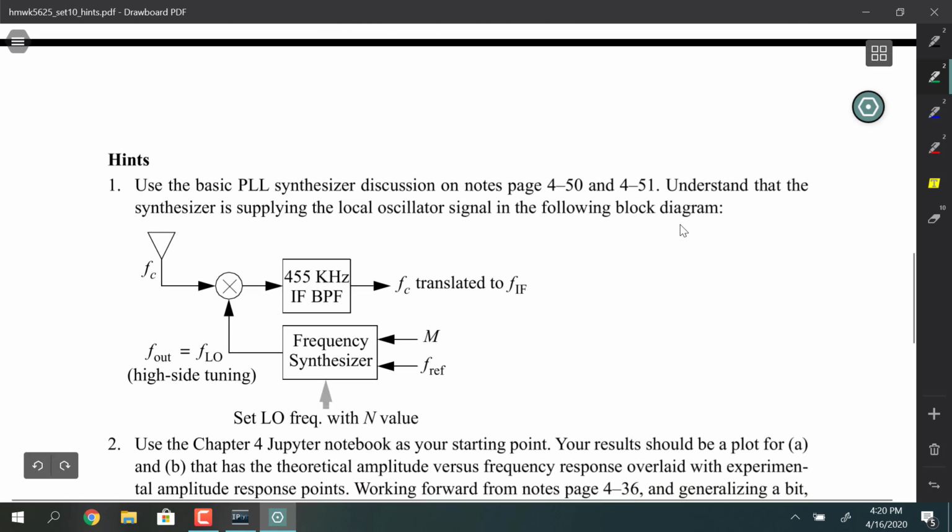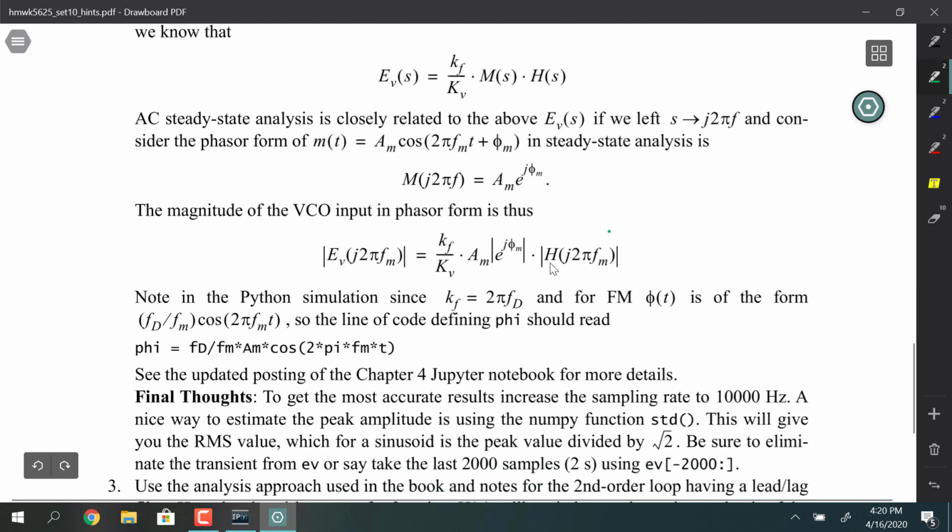And I describe the mathematics behind that down here. You're basically striving, and you're going to do a theoretical comparison to make a measurement of the magnitude of the control voltage, which you can define in terms of the loop transfer function, magnitude of H of j 2 pi fm, the magnitude of the phase, which is 1, and then the amplitude that you measure, and then the deviation constant in the modulator and the VCO gain constant KV.